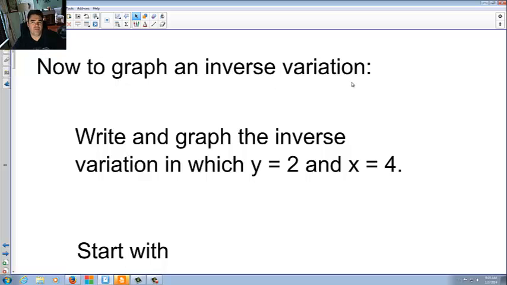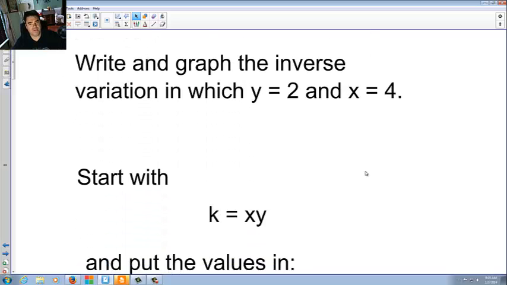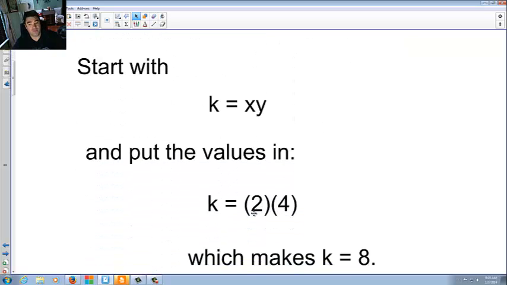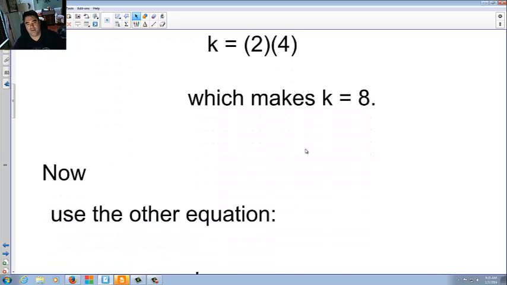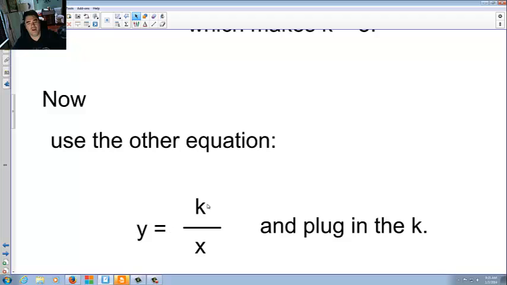Now to graph an inverse variation, write and graph the inverse variation in which y equals 2 and x equals 4. Let's start with this. k equals xy. Well, if I know that x is 4 and y is 2, I'm just going to plug them in. So 2 times 4 makes 8. So k equals 8.